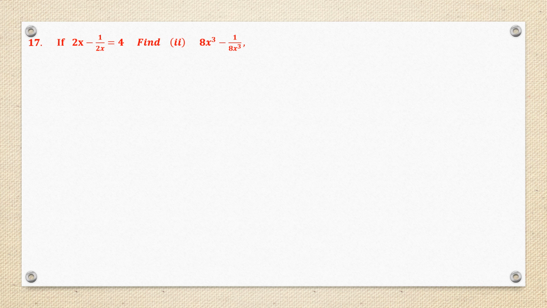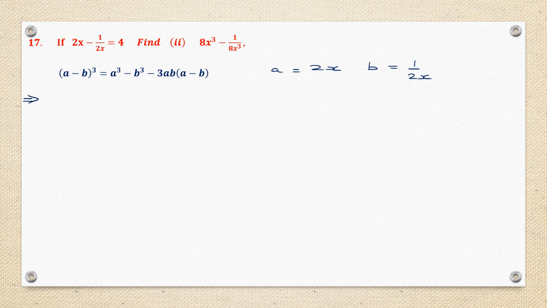Question 17, the second part of this. So here we are asked to find 8x cube minus 1 by 8x cube. So since it is cube, you are going to apply that formula, that is a minus b the whole cube. So this is the formula we're going to apply. Now a is the first term and b is the second term. So that is, let's write that a will be 2x and b will be 1 by 2x. Now wherever you have a, you're going to write 2x. Wherever you have b, you're going to write 1 by 2x.